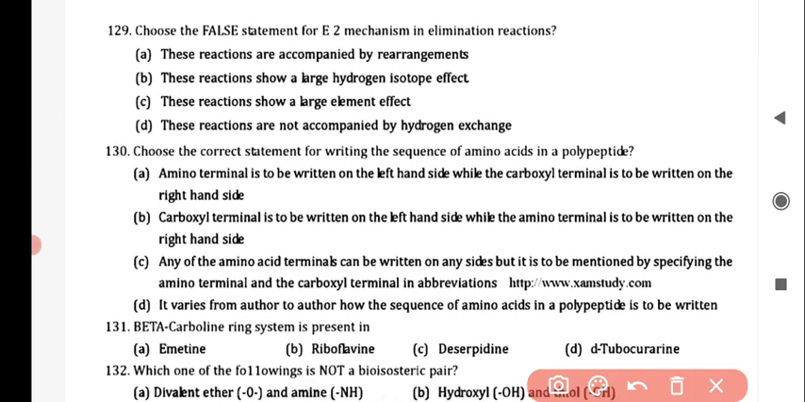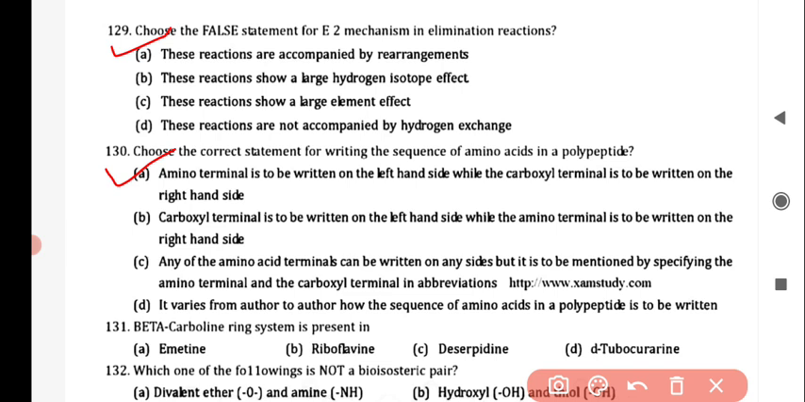The next question is, choose the false statement for E2 mechanism in elimination reaction, and the correct answer is option A. These reactions are accompanied by rearrangement. This statement is false. Next question is, choose the correct statement for writing the sequence of amino acids in a polypeptide, and the correct answer is option A, that is amino terminal is to be written on the left hand side while the carboxyl terminal is to be written on the right hand side.